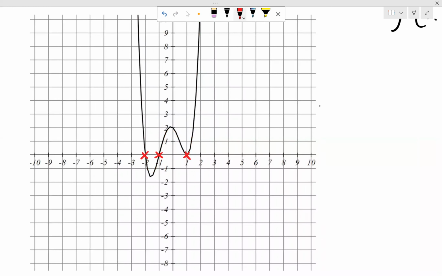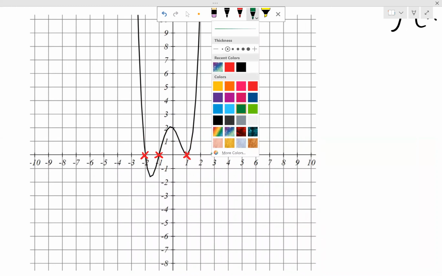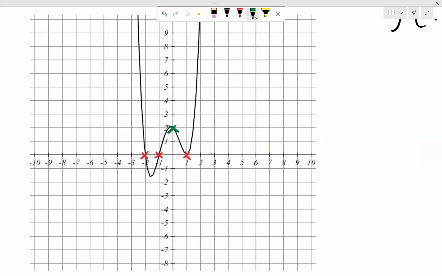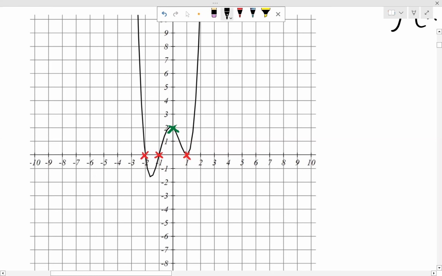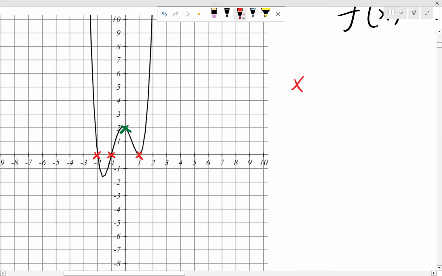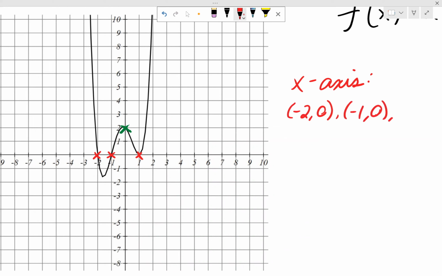And it crosses the y-axis. Let me get a different color. Let's do green. It crosses the y-axis right there, where I have that dark green color. All right. So the problem wants us to have these listed as ordered pairs. So for where it crosses the x-axis, I'm going to write right here, x-axis. It crosses at these red x's. So it crosses at the points -2, 0, -1, 0, and 1, 0.